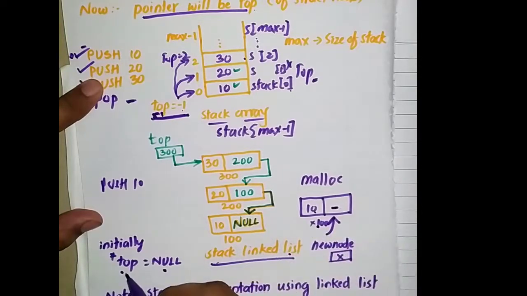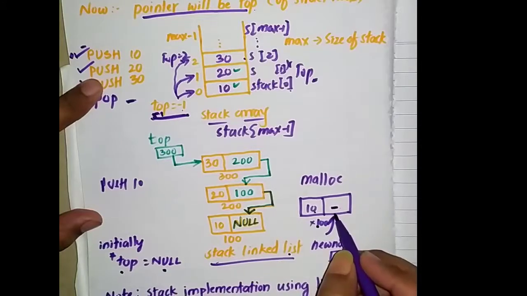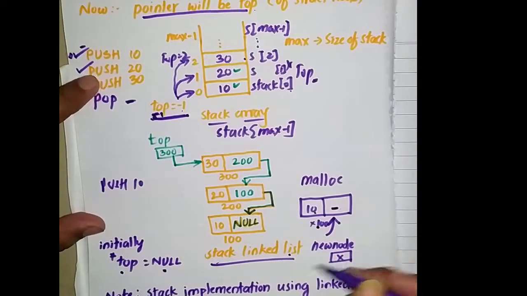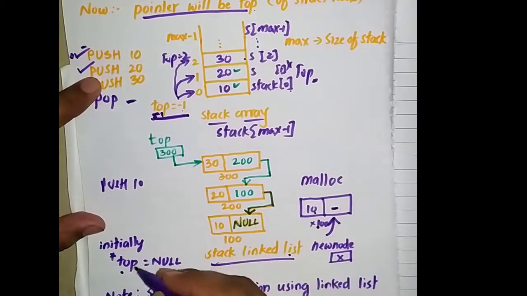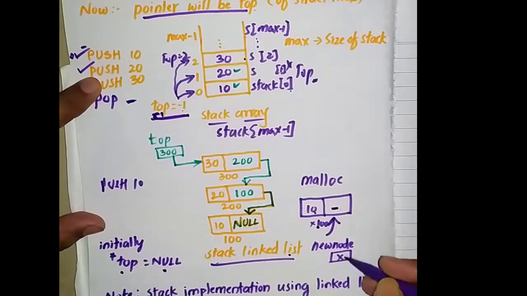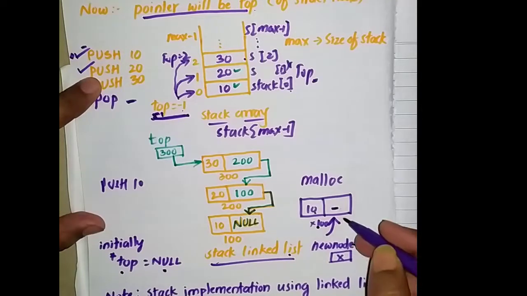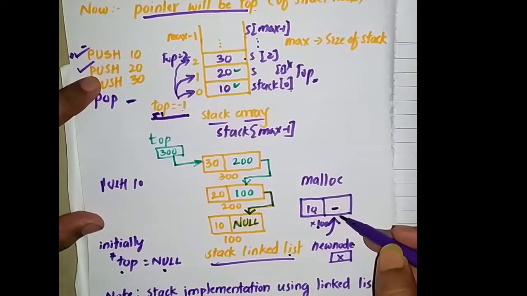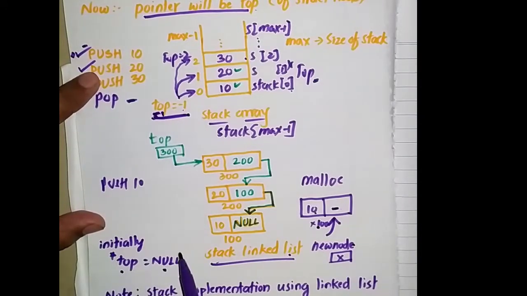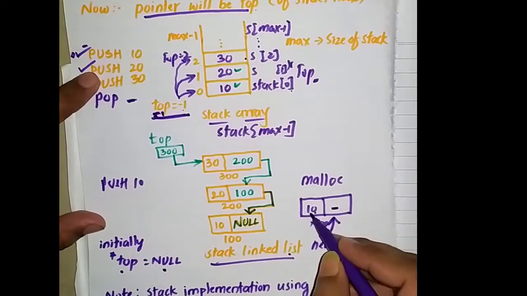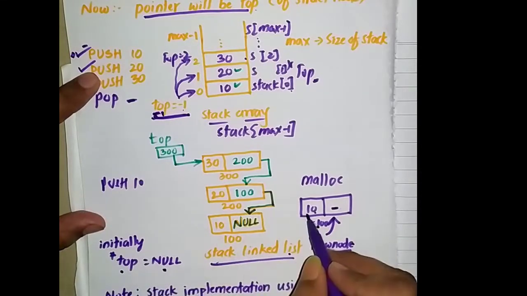Initially top will be null and that will be taken here. After that the top has to be updated. So obviously I have two pointers. One pointer is the new node pointer, which will be pointing to whatever node has been created, and the top pointer will be pointing to the top of the stack. The data has been inserted. Now the top has to be pointing to this.